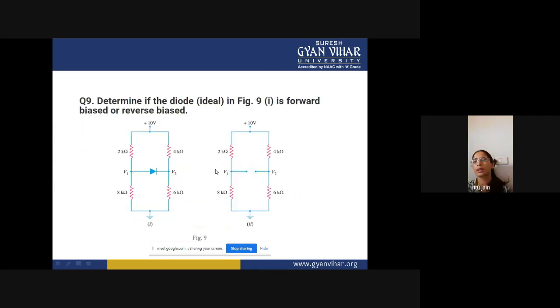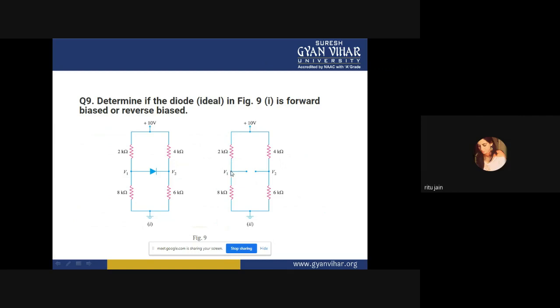Now I want to repeat this question. See, at this terminal, the voltage is 10 volt. At this terminal, the voltage is also 10 volt. At this terminal is V1.